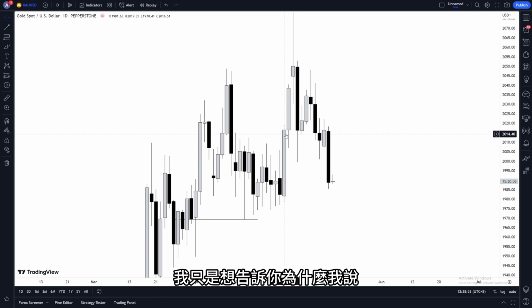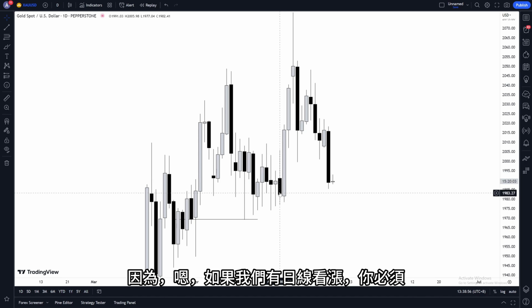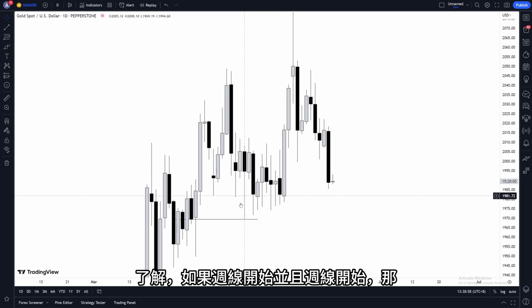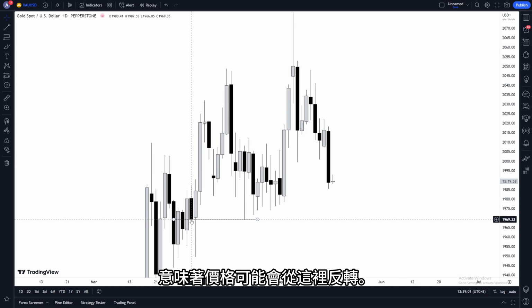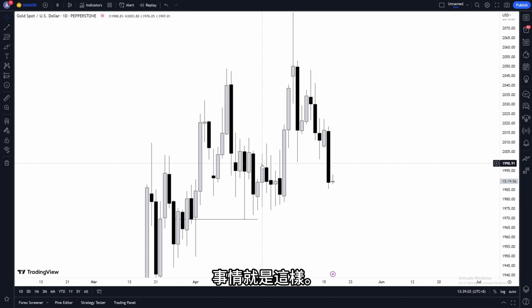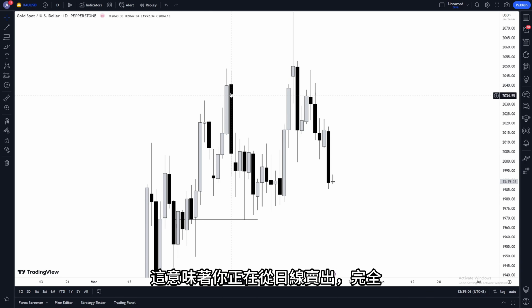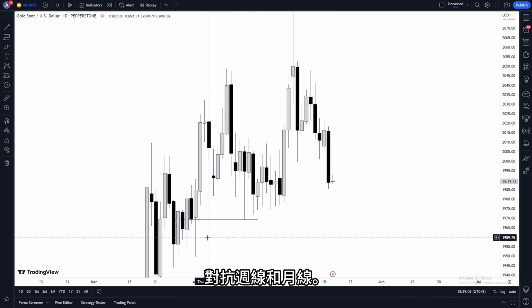And I'm not trying to take pride in it. I'm just trying to tell you, why did I say that? Because if we have a daily bullish, you have to understand weekly starts. And if weekly starts, that means price is probably going to swing from here. That's how it goes. That means you're taking sells from a daily, fighting completely against the weekly and the monthly.